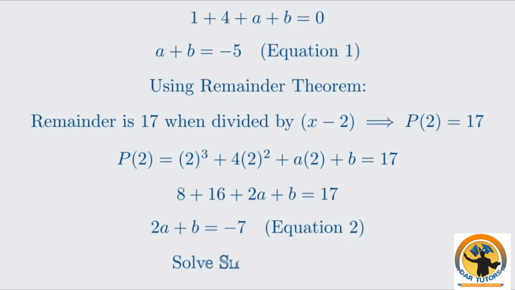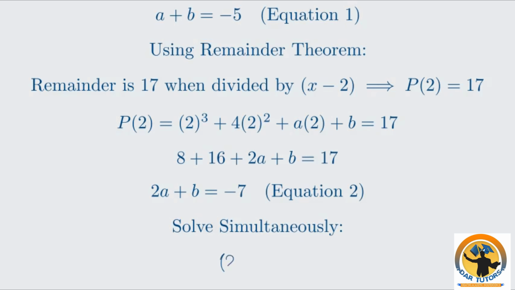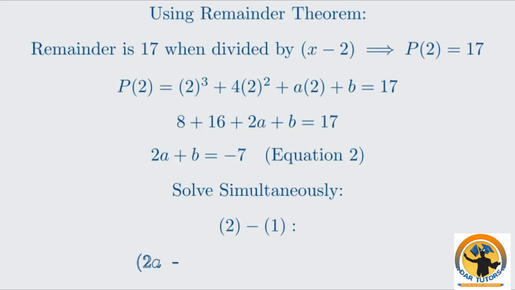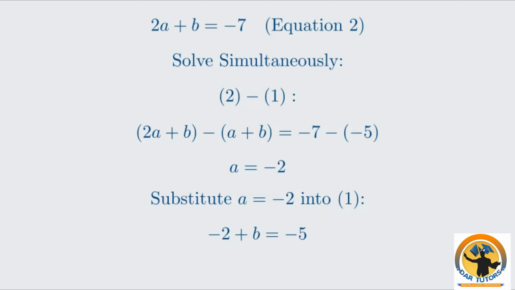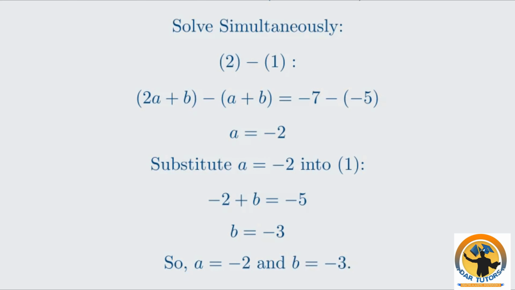Now we have a system of two linear equations. We can solve this using elimination. Subtracting equation 1 from equation 2, we get 2a minus a plus b minus b equals negative 7 minus negative 5. This simplifies to a equals negative 2. Substituting a equals negative 2 back into equation 1, we get negative 2 plus b equals negative 5, which means b equals negative 3. So the constants are a equals negative 2 and b equals negative 3.